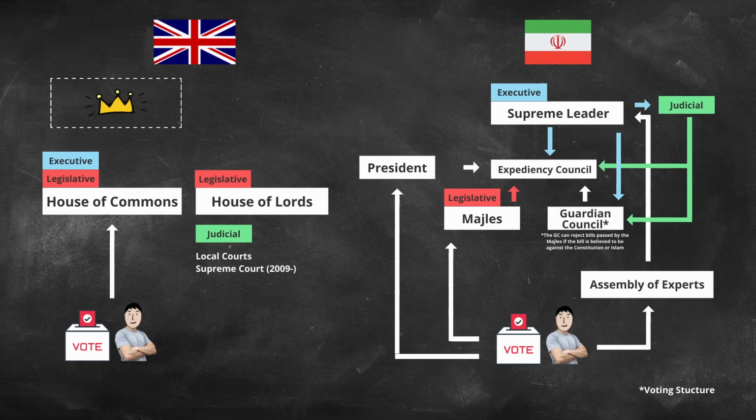Before we proceed, there's one big asterisk for Iran. That is, although Iran has only one chamber, the reality is that it acts more like a bicameral state. All laws passed in the Majles are reviewed by the Guardian Council. If the Guardian Council believes that the law violates the Constitution or Islam, the Majles will need to revise their laws. Here's our third trick. While the UK is bicameral, it acts unicameral, and while Iran is unicameral, it acts bicameral.